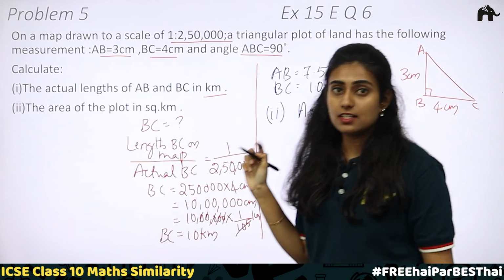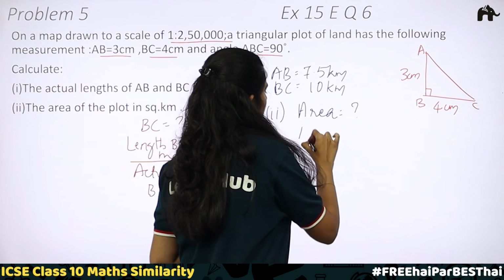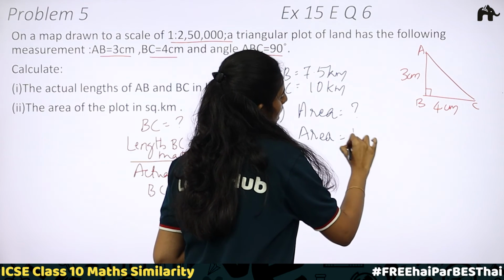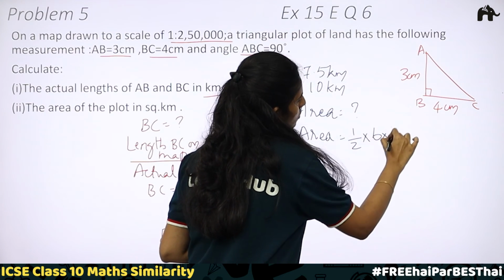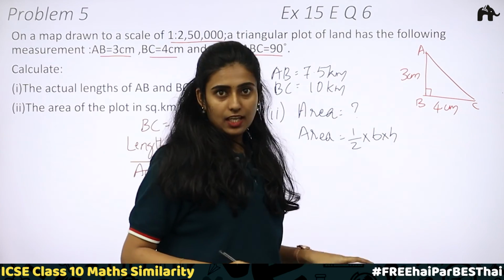This is a right triangle. For a right triangle, how to find the area? Area is equal to half into base into height. Here the base is BC and the height is AB.